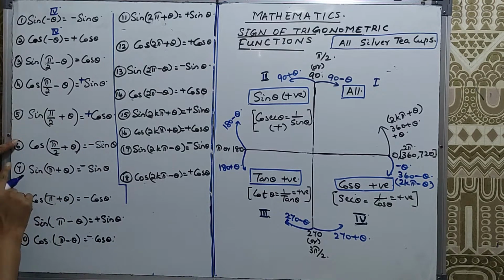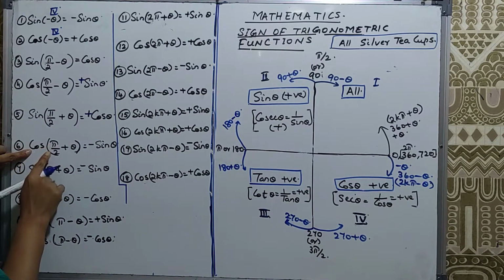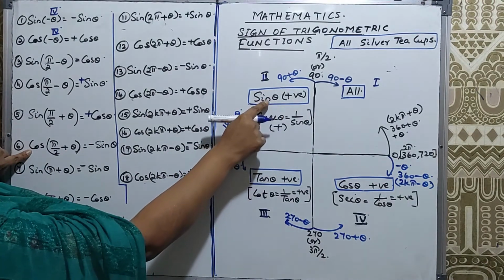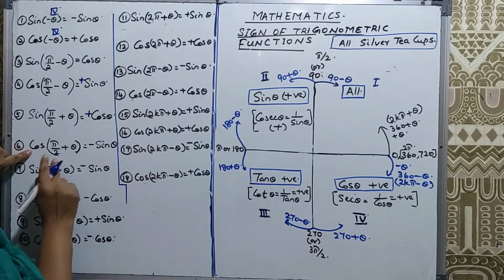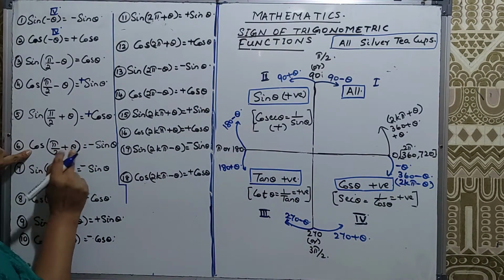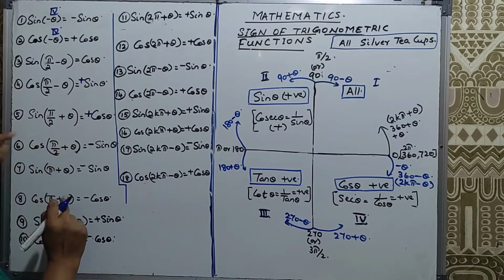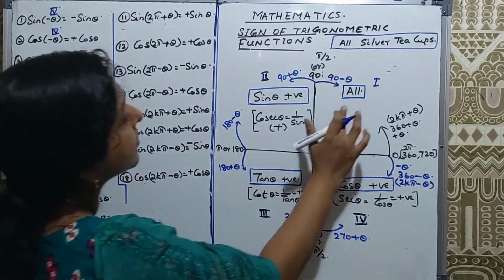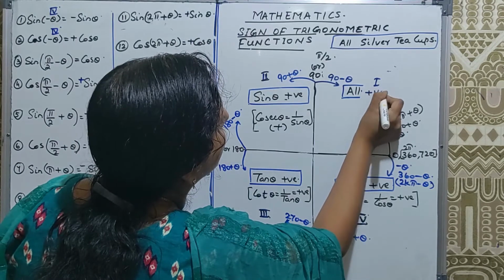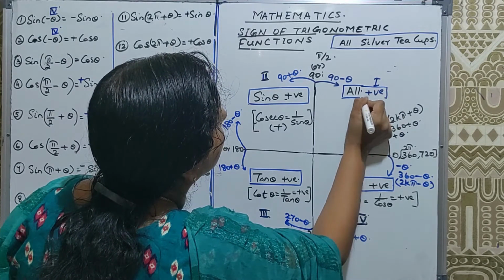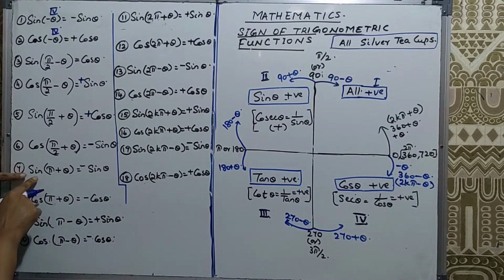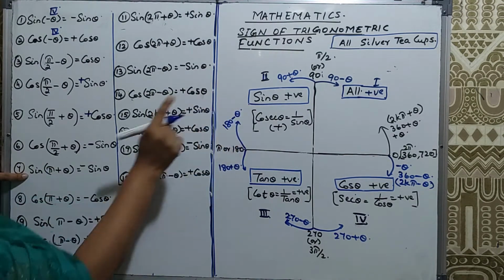in the second quadrant. Now cos 90 plus theta is also belonging to second quadrant. But in this one only sine will be positive. That means the answer of cos 90 plus theta will be negative. That means it will be minus sin theta. That one is over. It is in the second quadrant.